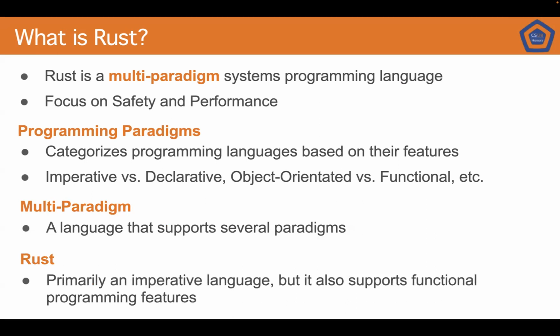Rust is primarily an imperative language. However, it supports functional programming features, so it's classified as a multi-paradigm language. In this class, we'll be teaching you most of Rust through the lens of object-oriented programming. However, at the end of the semester, we will briefly talk about some functional programming.